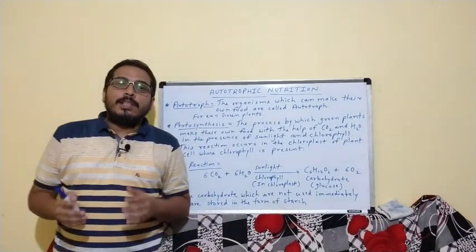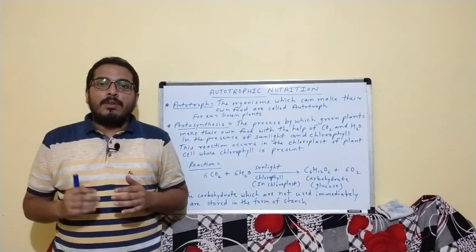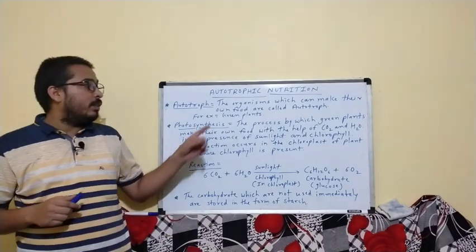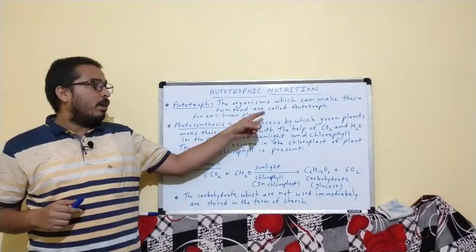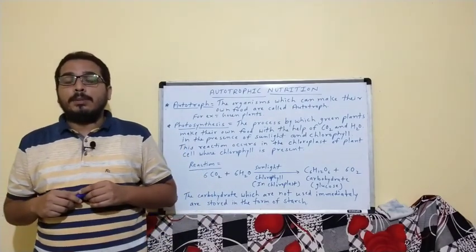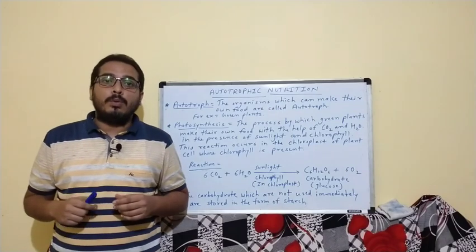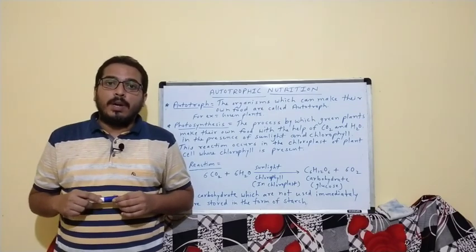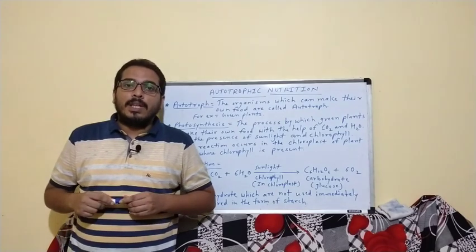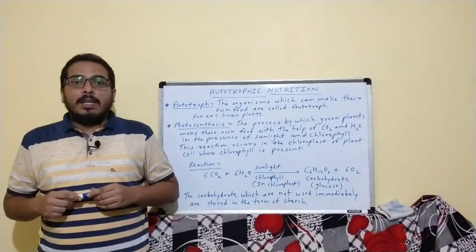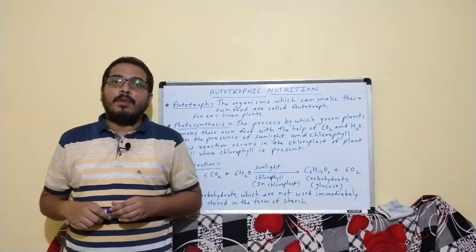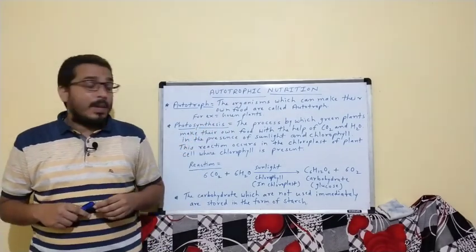My dear students, we already discussed autotrophic nutrition, and now we will see the definition of autotroph. Autotroph means the organism which can make their own food. I already explained that the word autotroph is made by two different words, auto and troph. Auto means self and troph means nourish. So the organisms which make their own food, or self-nourish, are called autotrophs. For example, green plants.